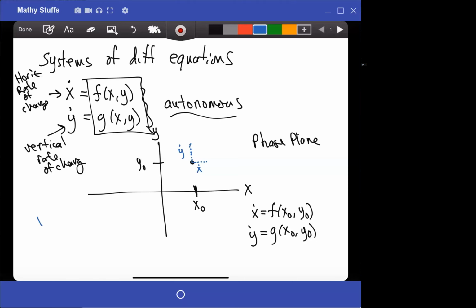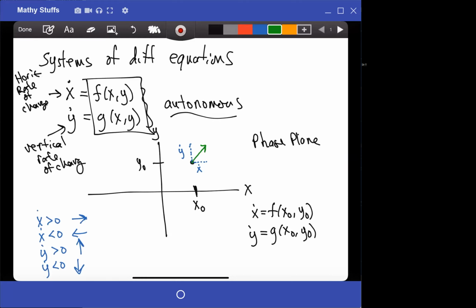If x dot is positive, that is a rightward movement. If x dot is negative, that's a leftward movement. If y dot is positive, that's up. And if y dot is negative, that's down. And so we've got all the cardinal directions covered. And then we make a vector that has those components. And that's our velocity vector.